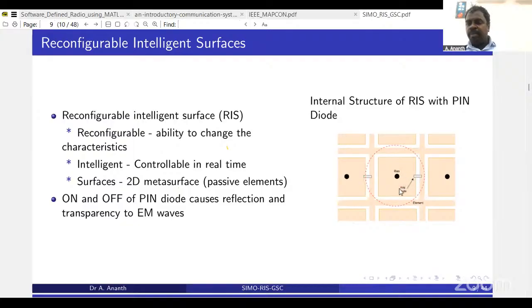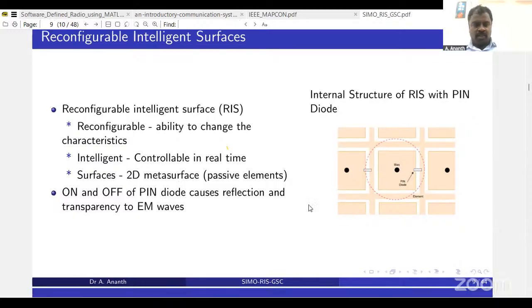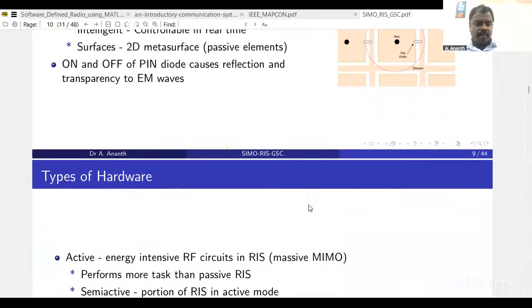And this can be activated by using this PIN diode. That is, on and off of this element can be done using this PIN diode, such that on and off will have different characteristics, by which your electromagnetic wave will react to this RIS surface. So this is how the structure will look like.